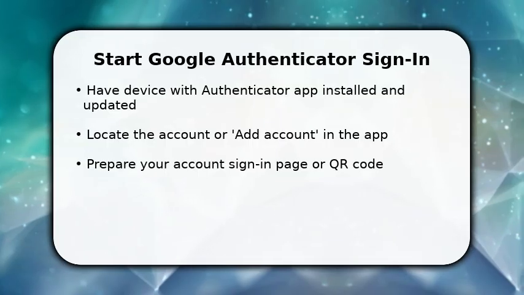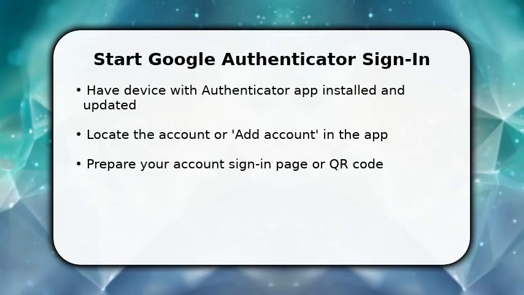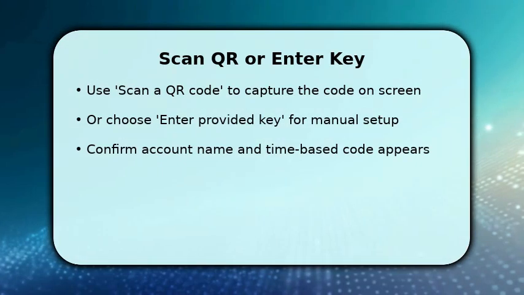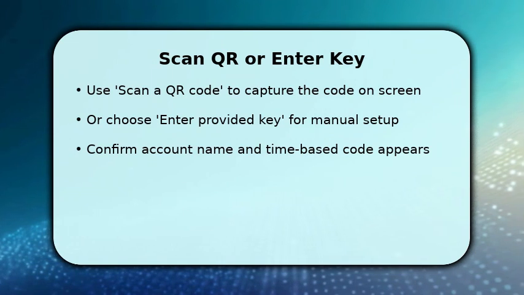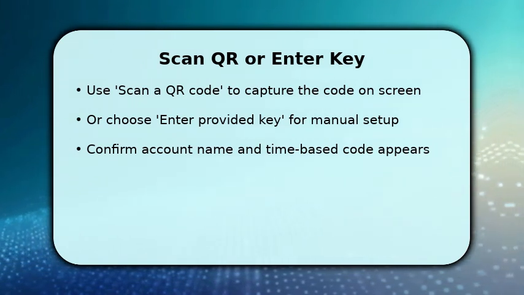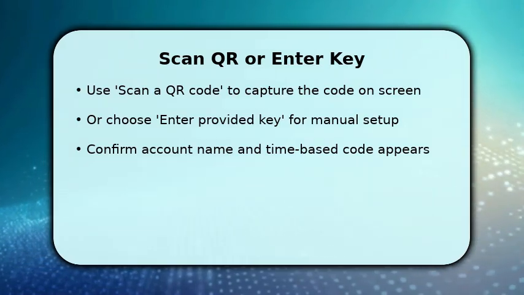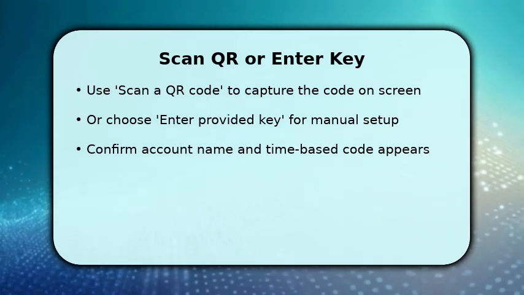Make sure you can view both screens at once because you'll need to scan or type the code quickly to link the account. Now, point your phone camera at the QR code displayed on the sign-in page. Authenticator will detect it and add the account automatically. If you can't scan, tap to enter the provided key exactly as shown, then name the account so you recognize it later.